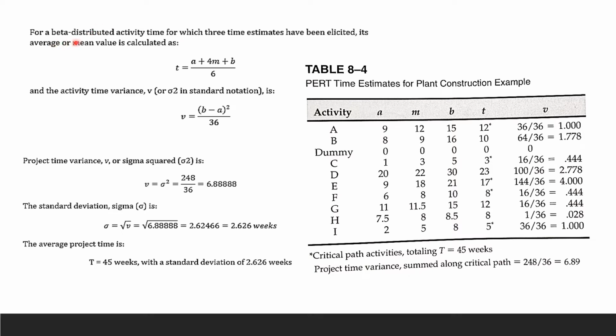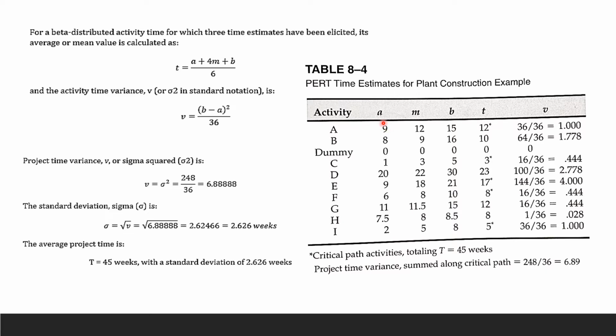Anyway, for a beta distributed activity time, for which 3 time estimates, your 3 time guesses, have been elicited, its average or mean value is calculated by using this formula. That's your T, and that's your A, and then this is your M, and that's your B, divided by 6. So now we're going to use the coded one.